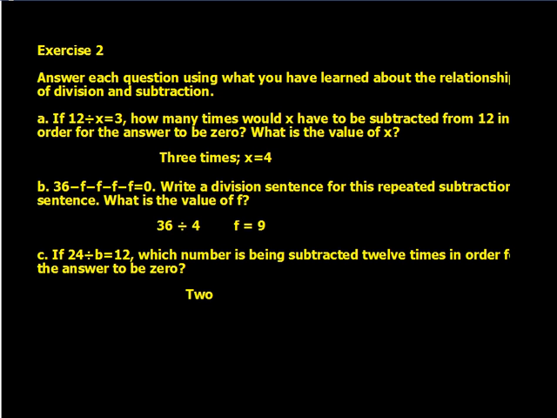And part C, if 24 divided by b equals 12, which number is being subtracted 12 times in order for the answer to be 0? And in this case, it's 2. So congratulations, you did a great job on today's lesson, showing the difference or the relationship between division and subtraction.